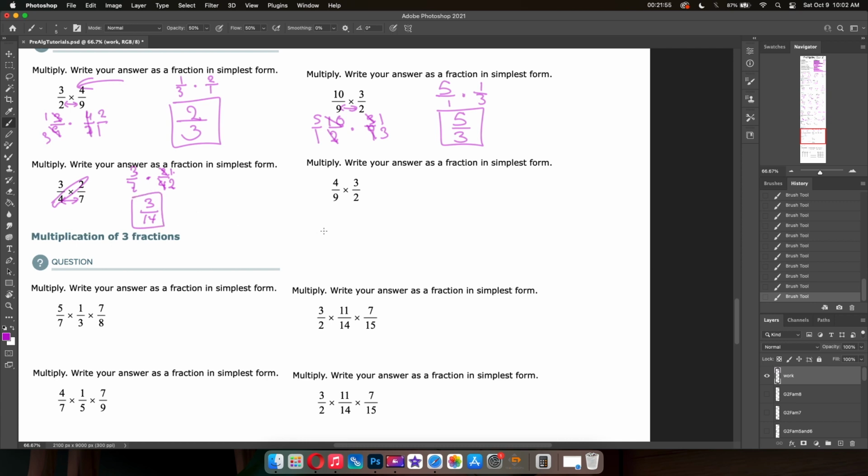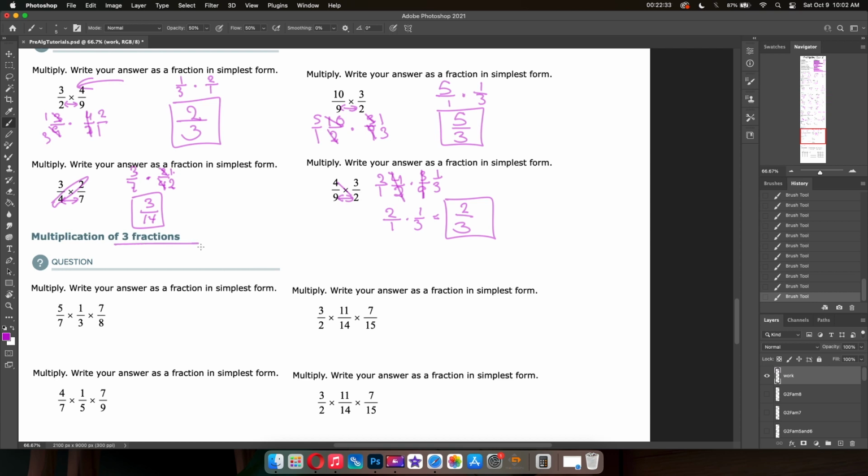Let's see here, 4/9 and 3/2. So those can cross, so I'm going to perform my little bait and switch. 4 over 2 times 3 over 9. This looks familiar. Did we already do this already? So 4 over 2 becomes 2. No, 3 over 9 becomes 1/3. I shot ahead of myself there. So 2 over 1 times 1 over 3. 2 times 1 is 2. 1 times 3 is 3. And that's another little mental math hack for this.